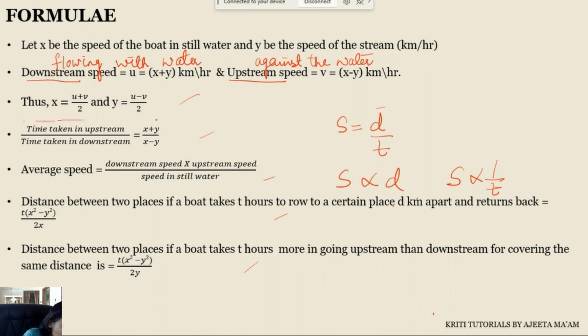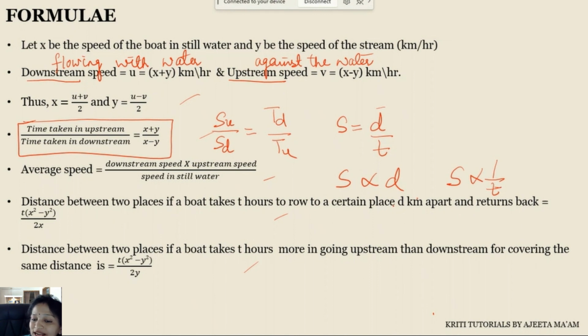And if you see this formula, time taken in upstream upon time taken in downstream, it is the same thing I am telling you. Time taken in upstream upon time taken in downstream is speed of the downstream upon speed of the upstream. So if I simply write speed of upstream upon speed of downstream, it will be equal to what? Time of downstream upon time of upstream.